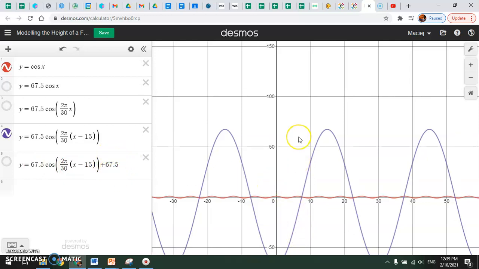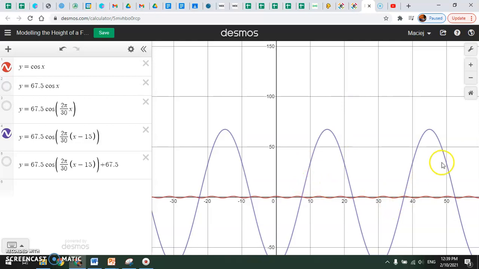So the whole curve will move up 67.5. Why? Remember, the amplitude right here is 67.5. That means the height of the wave from here to here is 67.5. And when you're sitting in a Ferris wheel, you never go underground. You don't go a negative distance, right?